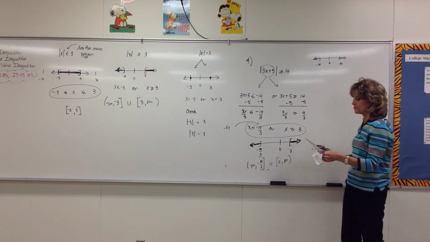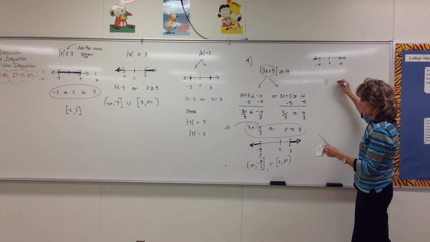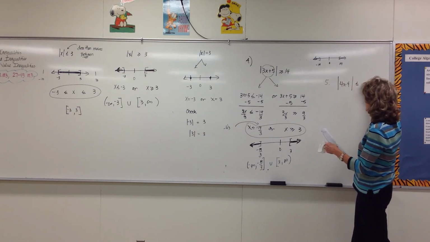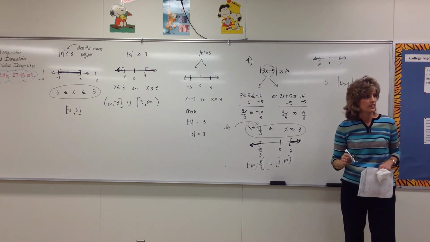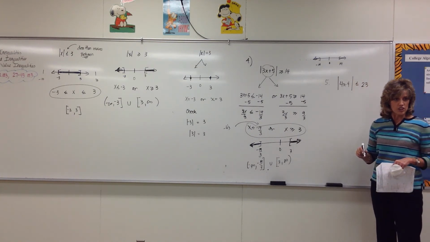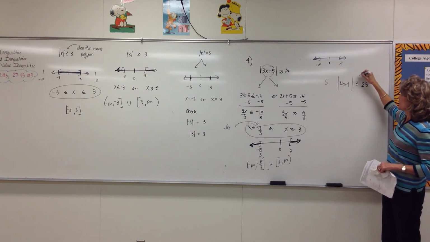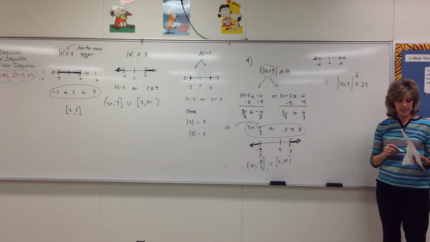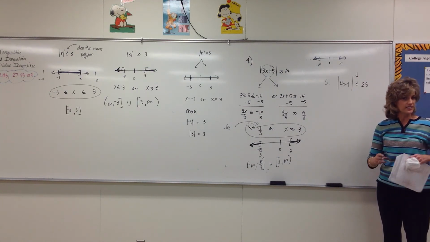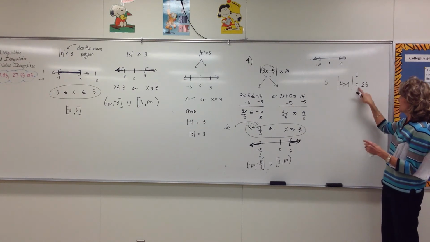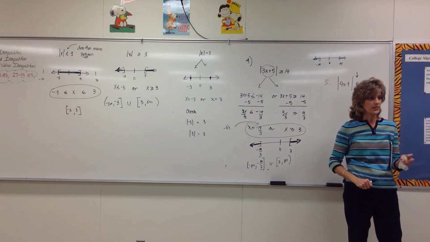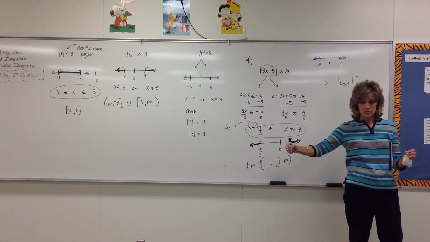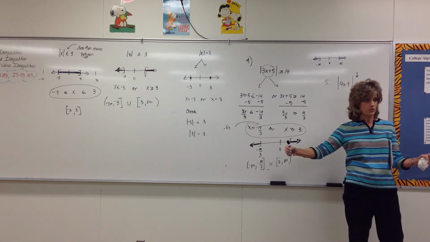So number 5. On this one, we got absolute value of 4x minus 9 is less than or equal to 23. So the first thing you should look at when you have an absolute value problem is right there. Absolute value means distance. Distance needs to be either exactly 23 from 0, which would mean where could you be standing if you're exactly 23 from 0? Negative 23 or positive 23.